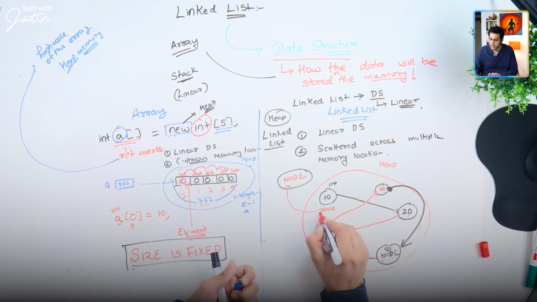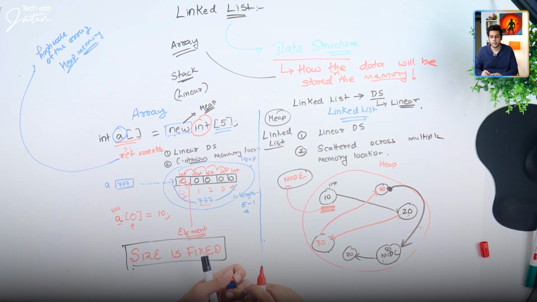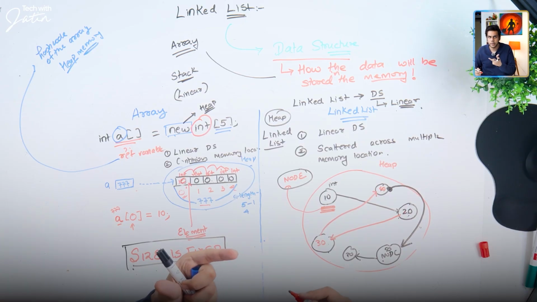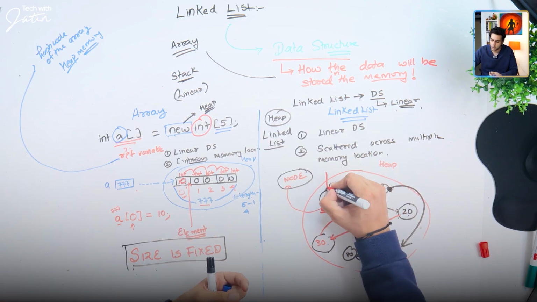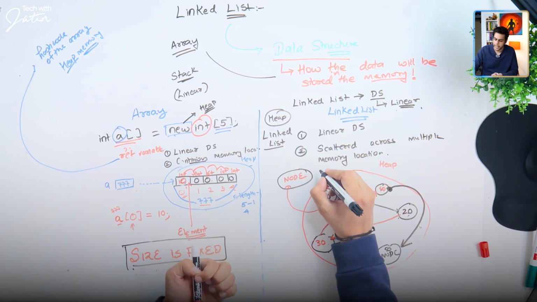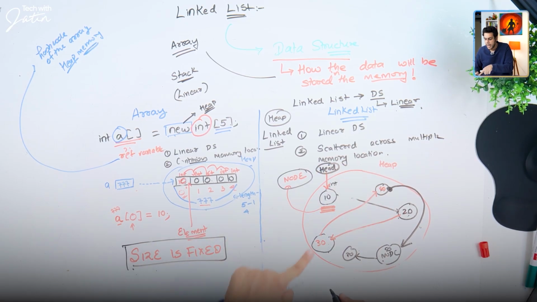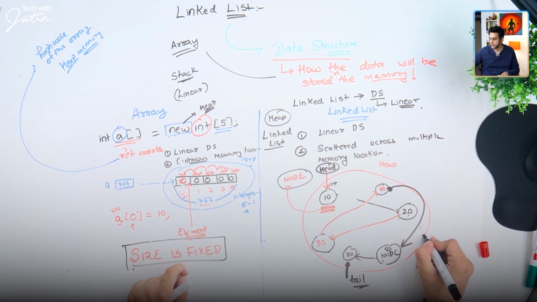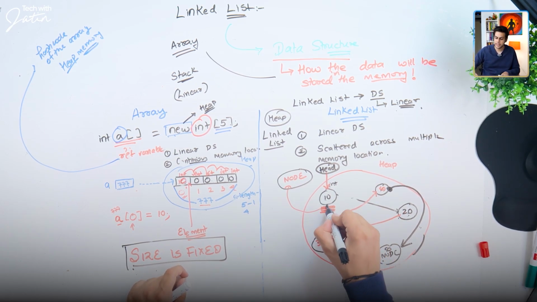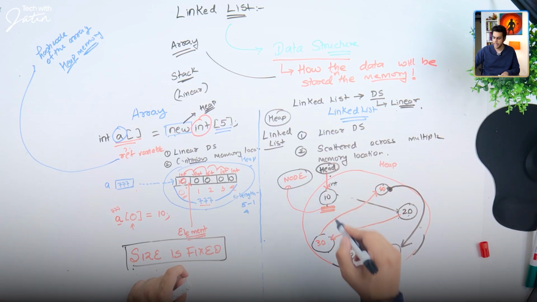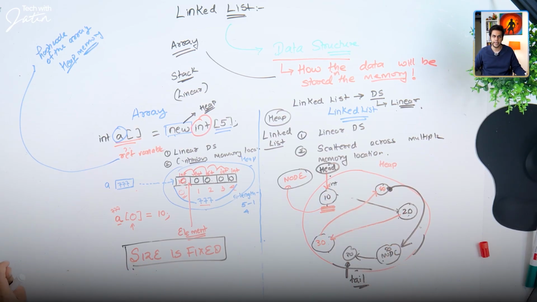Now, this was the starting of my linked list. The starting node of the linked list is basically called the head. And the last node is going to be called the tail. Is this part clear to everyone? The starting node is called the head node and the last node is called the tail node.